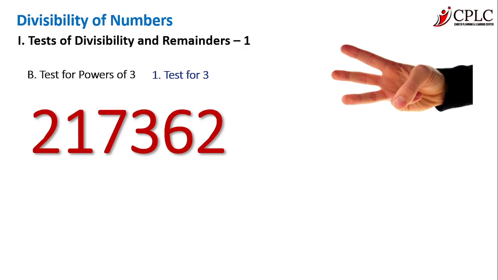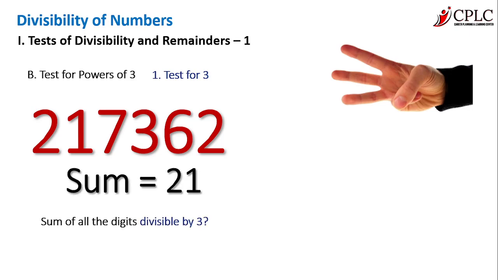So let's take this as an example. If we add all the digits of this number, 2 plus 1 is 3, 3 plus 7 is 10, 10 plus 3 is 13, 13 plus 6 is 19, and 19 plus 2 is 21. So the sum of all the digits is 21, and we know as a matter of fact that 21 is divisible by 3, 7 threes are 21. So this entire number is also divisible by 3.